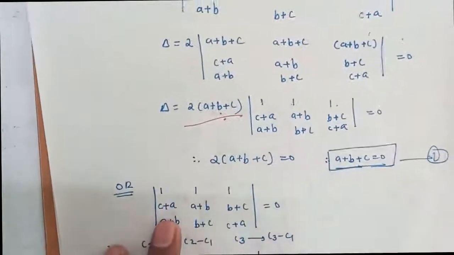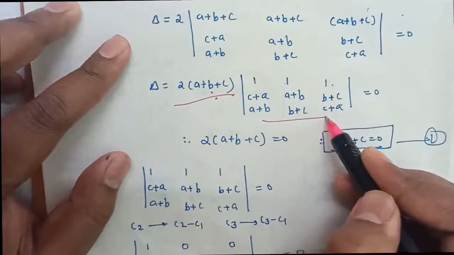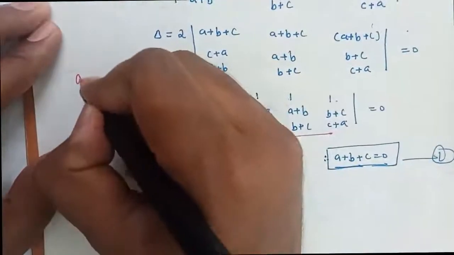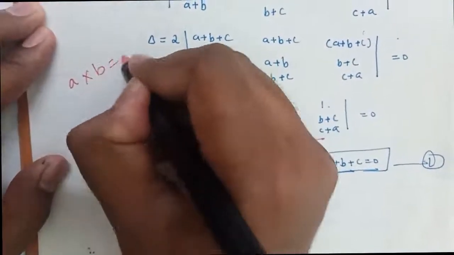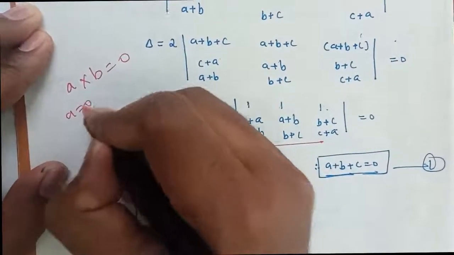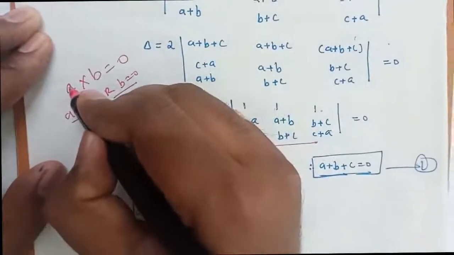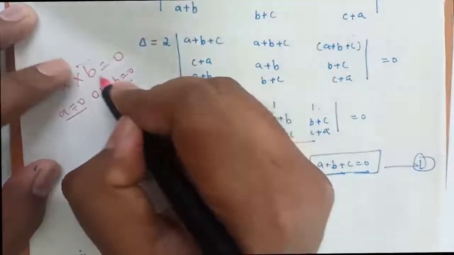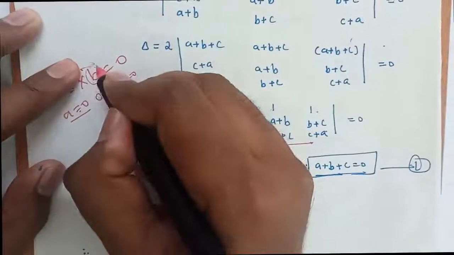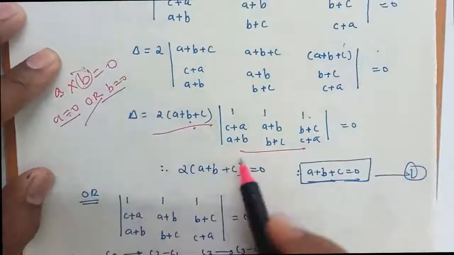So now see here, this into this is 0. Now suppose a into b is equal to 0. Suppose I have given this condition. What does it mean? a should be equal to 0 or b should be equal to 0. If a is 0, then this will become 0. Otherwise, if a is not 0, then b should be 0. This is the condition to be satisfied. Same fundamental I can use here.